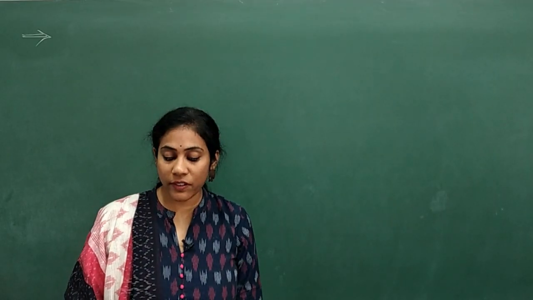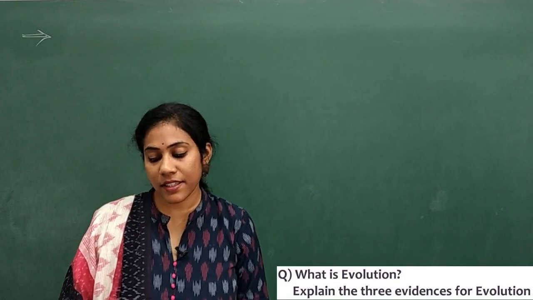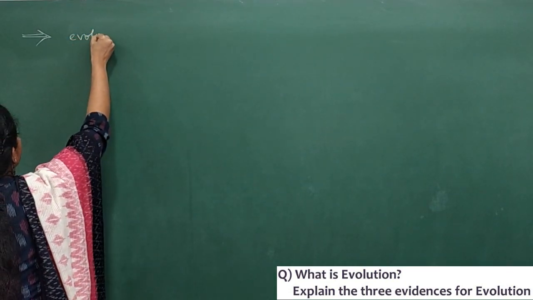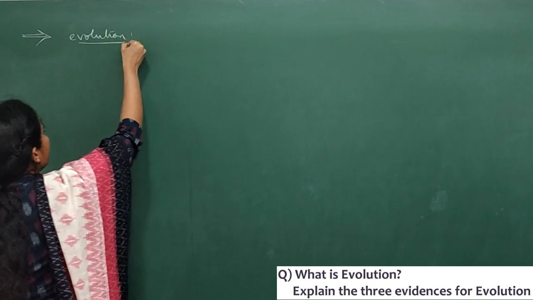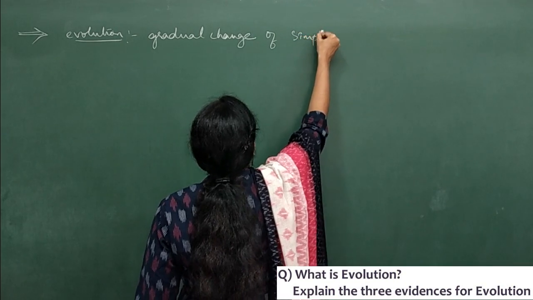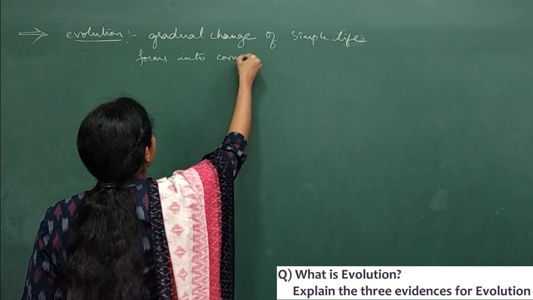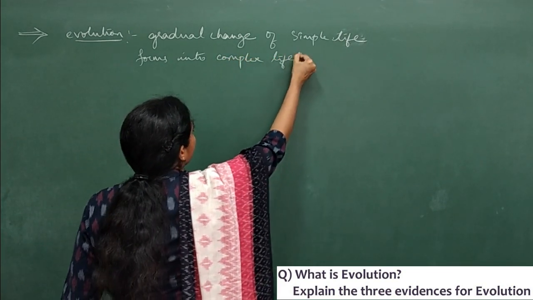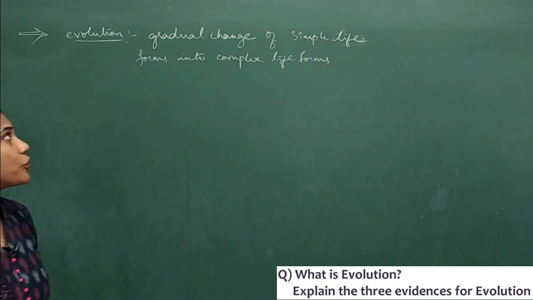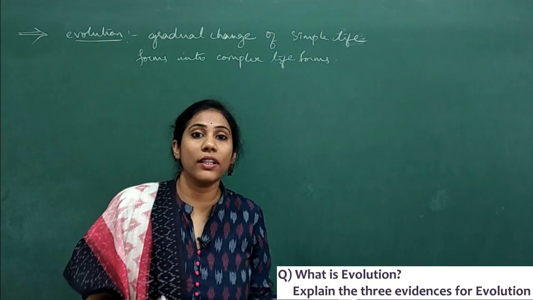And the second important question from the chapter is, what is evolution? Explain the 3 evidences for evolution. So how do you define the term evolution here? Evolution is a gradual change of simple life forms into complex life forms, isn't it? So this is what you can give as a definition for evolution. Simple living organisms get converted into complex organisms.